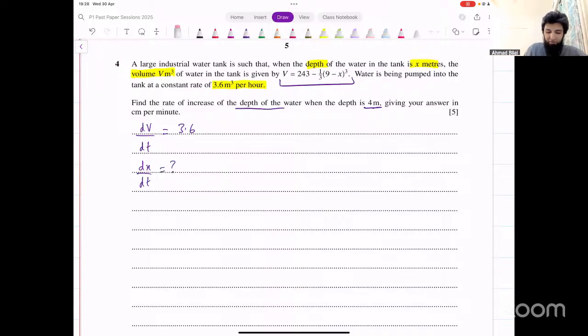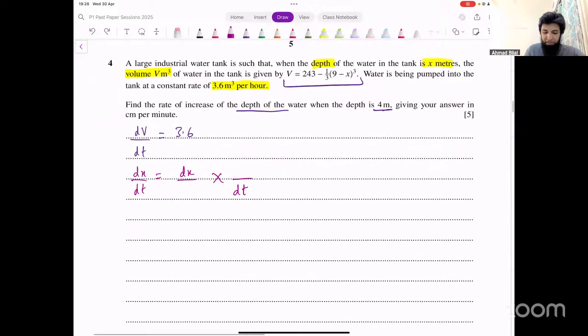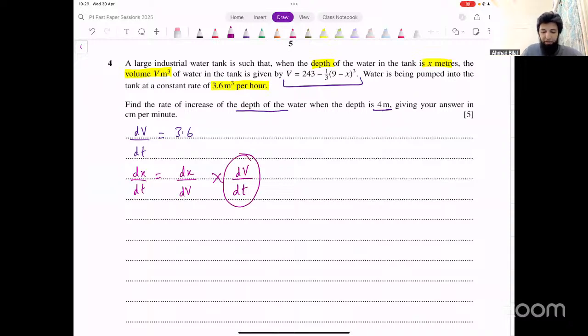Let's make a chain for this. What's dx over dt going to be equal to? It's going to be a product of two fractions. The numerator of the first fraction is going to be dx. The denominator of the second fraction is going to be dt. And in these places, we've got the third variable, which in this case is dV. So we've got dV and dV here. Now, dV over dt is something that we know. That's 3.6, they gave us in the question statement.